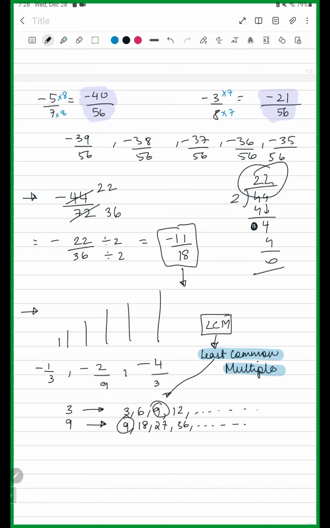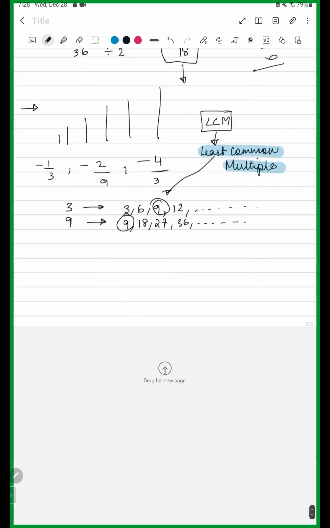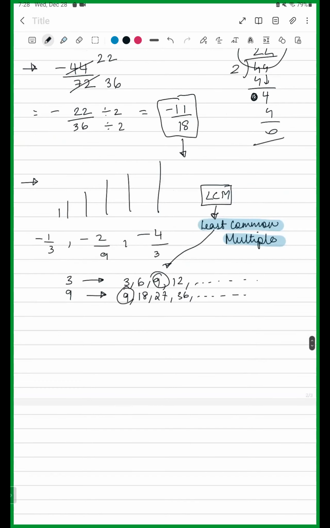Okay. So LCM is 9. That means each of these fractions has to be written in a way such that the denominator is 9. So this second fraction is already in that form. Please write the others.